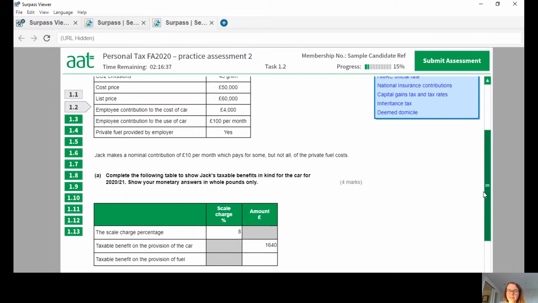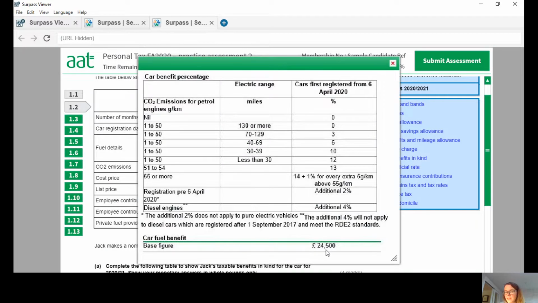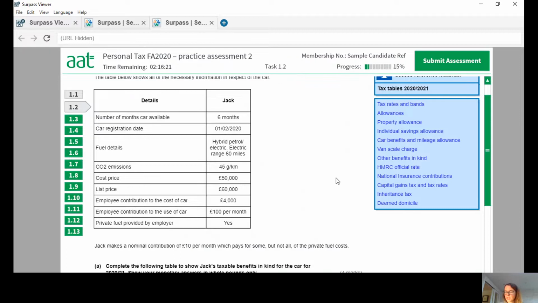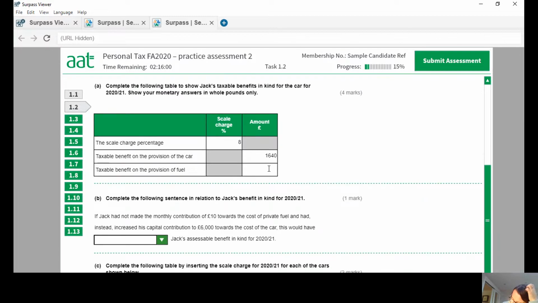And then the fuel benefit. So remember, with fuel, it doesn't matter how much is being spent on it. It doesn't tell us that here, but sometimes they do as a red herring. So the fuel figure, the base figure is 24,500. So we need to do 8%, the same percentage, times 24,500, has it for 6 months, times 6/12. The contribution for the fuel is ignored. Okay, so 8% times 24,500 times 6/12 gives us 980.